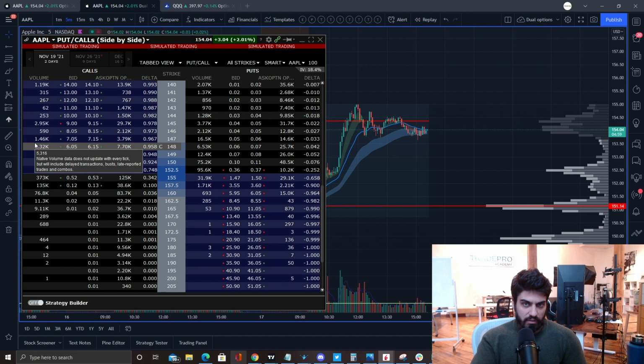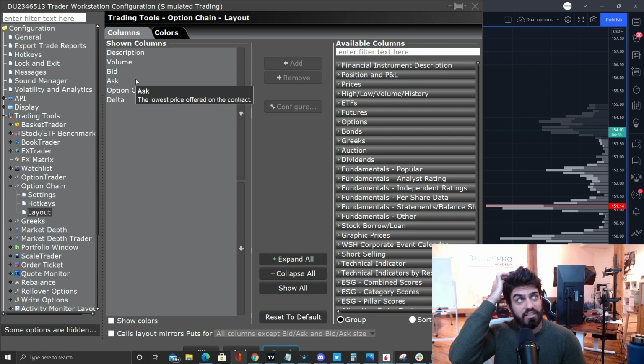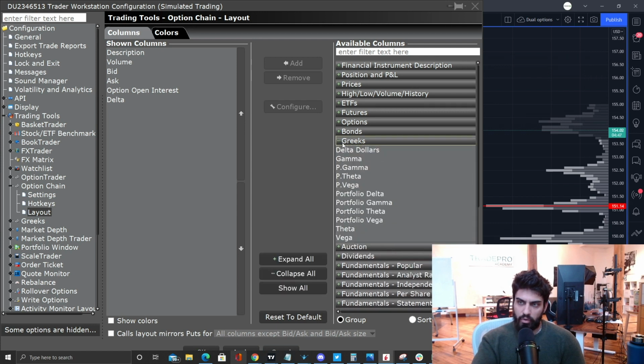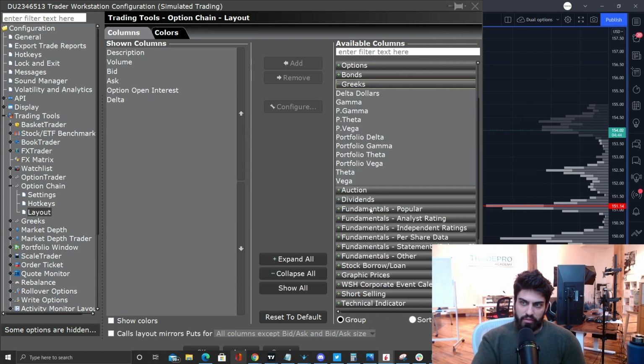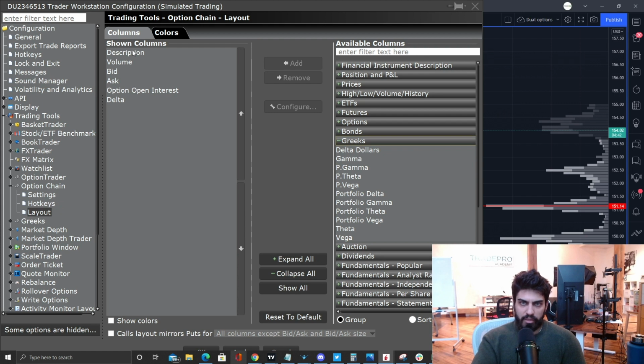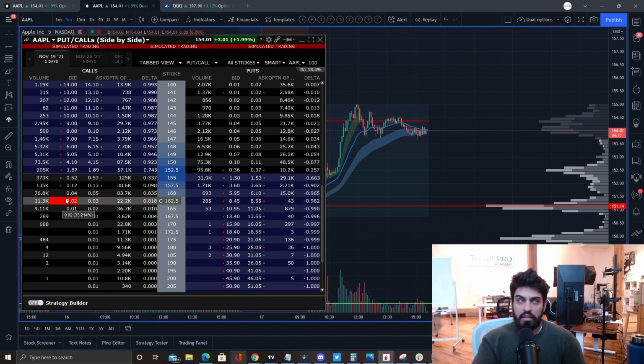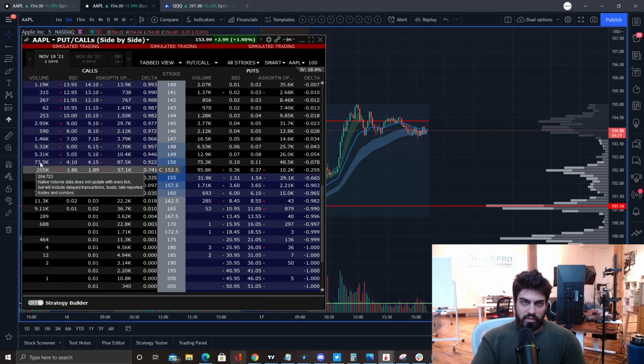Now, if we right-click the top here and configure layout on Interactive Brokers, you can see that we have a plethora of different things we can choose from. If you go into Greeks, you can see what Greeks you can add here. On mine, I've only got volume, bid, ask, options, open interest, and delta. I'm not too concerned about the other ones unless I'm swing trading, then I'll add them for a split second and take them off.